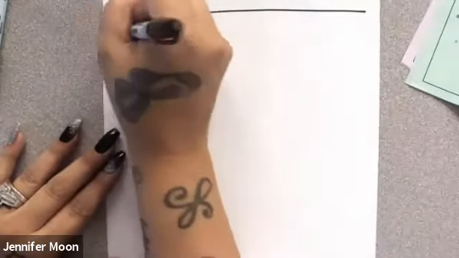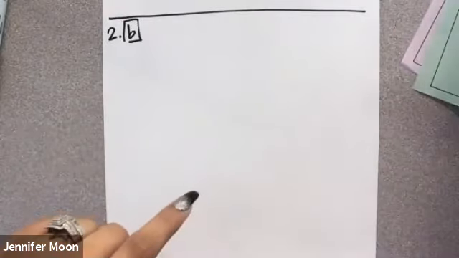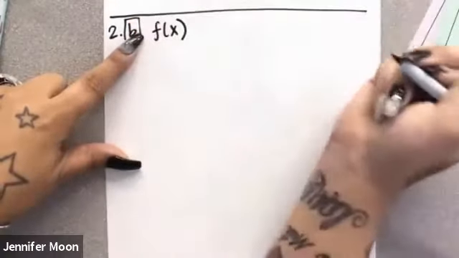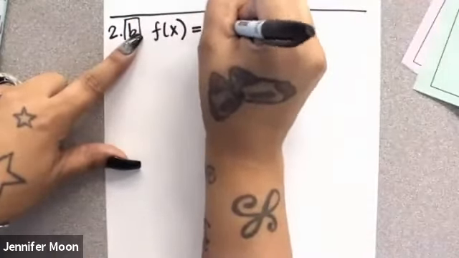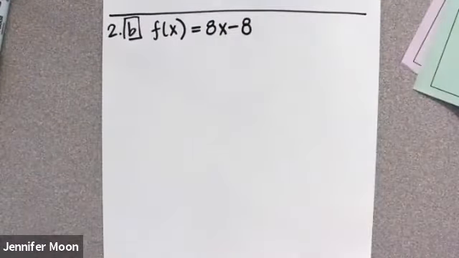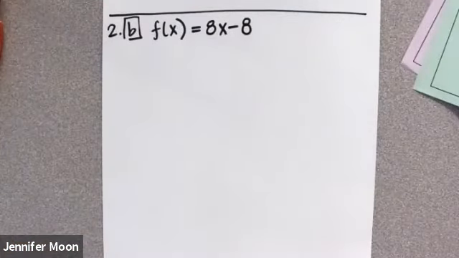Okay. So, of course, I did 2B. It says evaluate the function at the given values of the independent variable and simplify. So evaluate the function to me means I'm actually going to solve something, right? It tells me, what is B? My B is f of x equals 8x minus 8. And then I've got 3 different things that I'm evaluating it at.